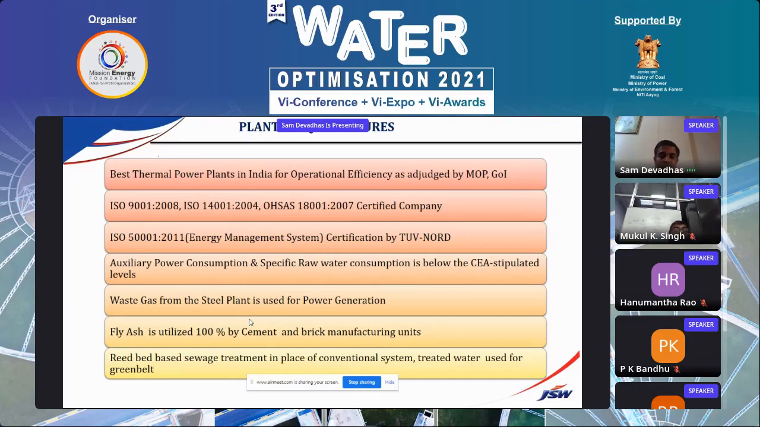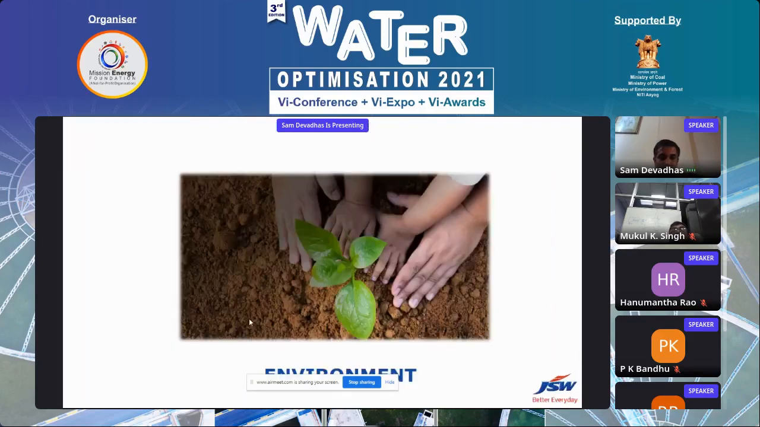Thereby, the conservation of water also plays a key role. A reed bed sewage treatment system is in place, and we reuse the wastewater for our gardening as well as dust suppression systems.